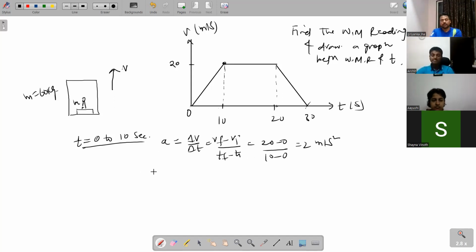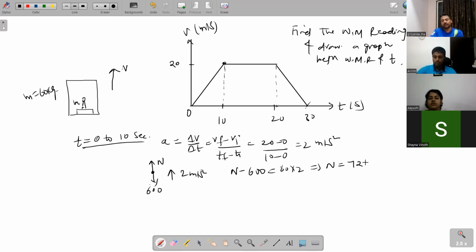In this case, the acceleration is 2 meters per second squared, and it is going up. If you draw the FBD of this man, normal is acting upward and gravity acting downward. So 60 into g is 600 newton, going up with 2 meters per second squared. You have to find the normal. So N minus 600 equal to mass into acceleration. So the reading of the weighing machine would be 720 upon g, you can say kgf. So you can say 72 kgf. You can see that the actual mass of the man is 60 kg, but the observation says that it is 72 kg. So higher mass. Understood? Note it down.